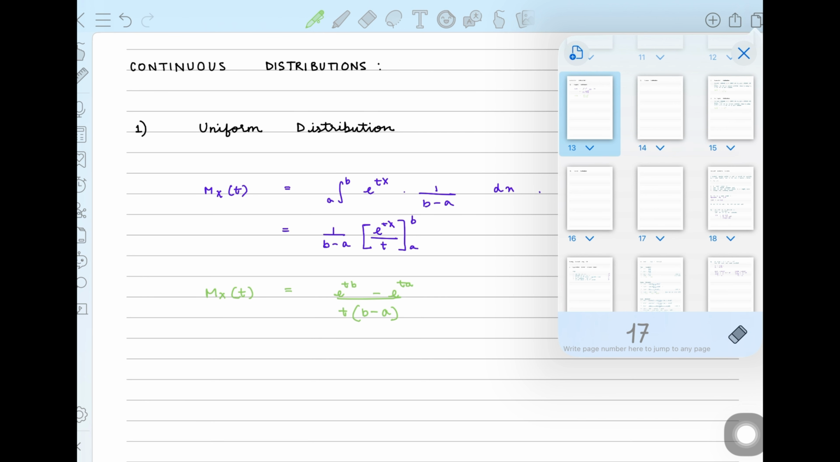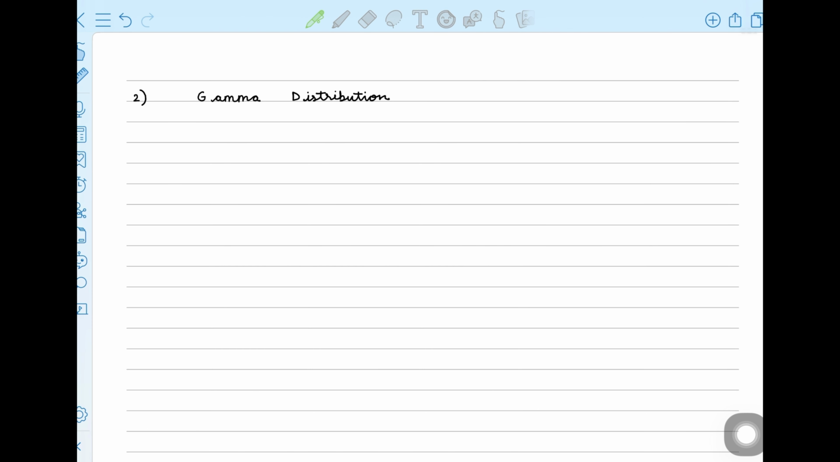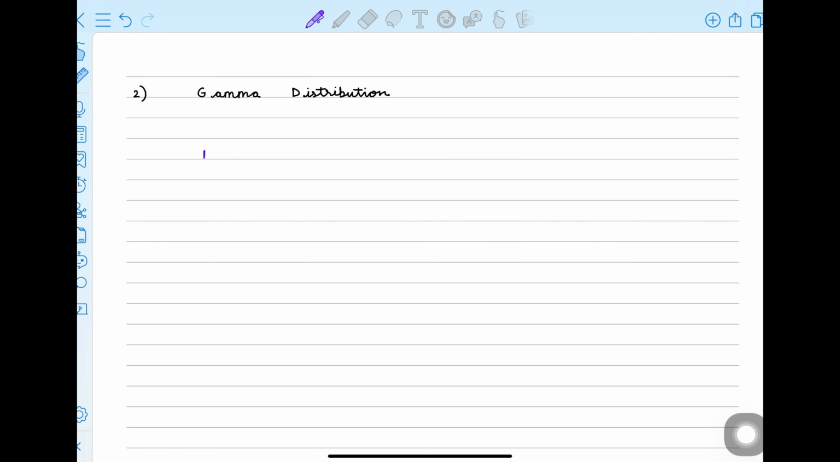Next, we move on to the gamma distribution. We start by writing the MGF as the integral from 0 to infinity of e to the power tx times the probability of the random variable x under the gamma distribution.